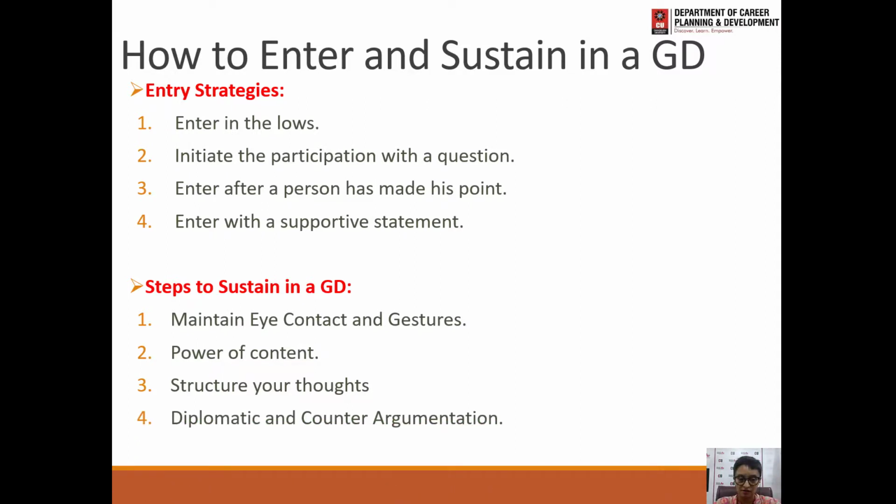Then comes diplomatic counter argumentation and voice modulation. Students, when we are participating in an online group discussion, our voice modulation plays a very important role. No doubt, our images are there on the screen, but still, your voice plays a major role in an online group discussion. So please ensure you modulate your voice only at the point when it is required. Don't keep on modulating your voice again and again. It starts looking monotonous, and you will lose the beauty of your communication skills.